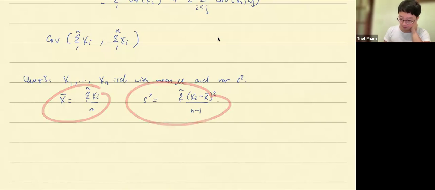You have an object called a sample mean, which I suspect a lot of you have seen. Just sum them up and divide by n. You also have the sample variance, which is the sum of xi minus x bar squared divided by n minus 1. All right. So sample mean, sample variance.